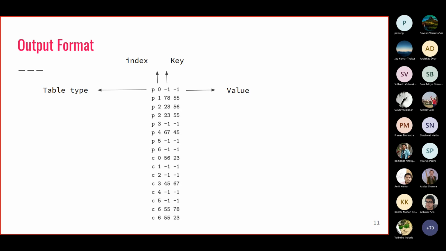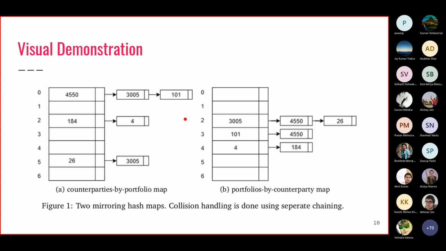So P2 is coming twice. That is because in this table, at the index position of 2 in the hash map, we have two entries. One is 56, another is 55. So this is by portfolio. 23 is the portfolio ID, and two counterparties did the transaction, one is 56, another is 55. That's why it is coming twice. Like this, if you see the visual representation, this is by portfolio, right? For a particular one we got two entries, so we have to print this one and this one. That's why it is coming twice.